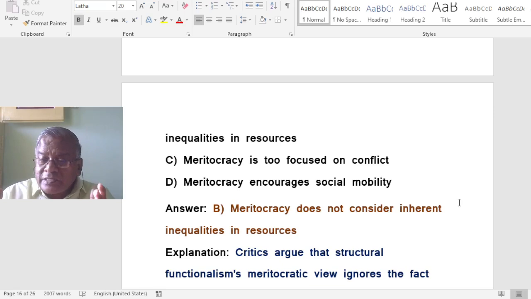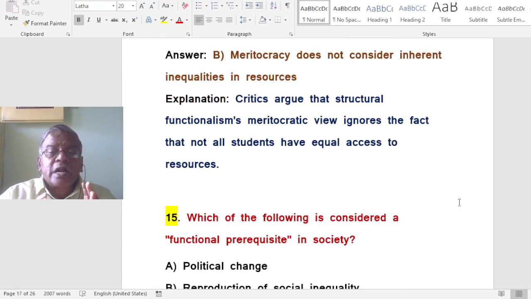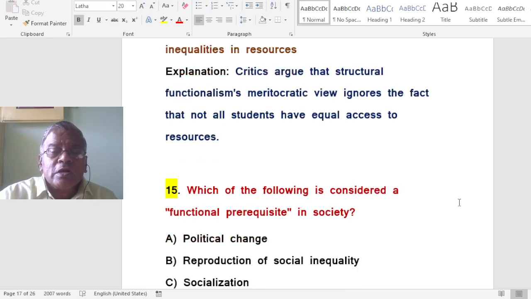Meritocracy means rewarding children who are very talented and exhibit great skills. But these children get those skills because of the sufficient resources they have at home. What about the children who do not have the resources? That is the idea here. Meritocracy does not consider inherent inequalities in resources. Critics argue that structural functionalism's meritocratic view ignores the fact that not all students have equal access to resources.